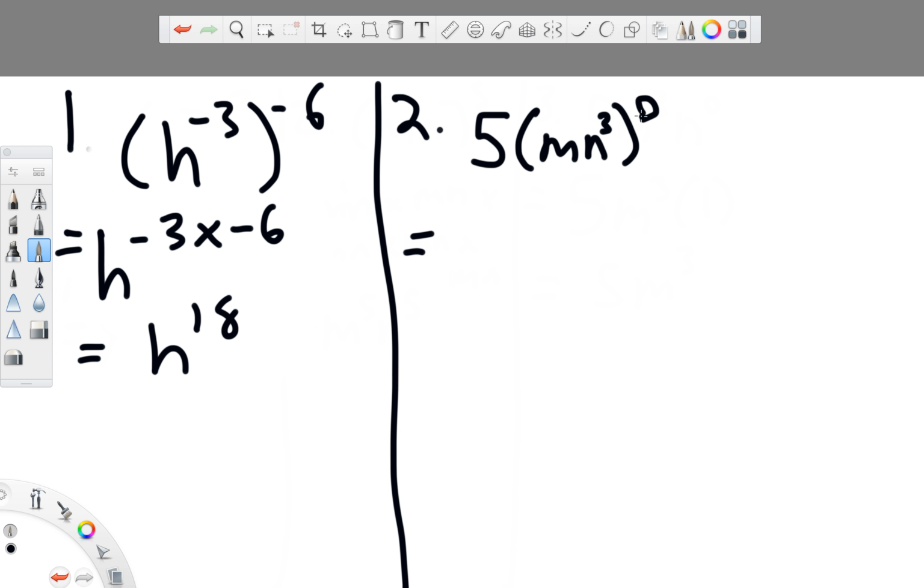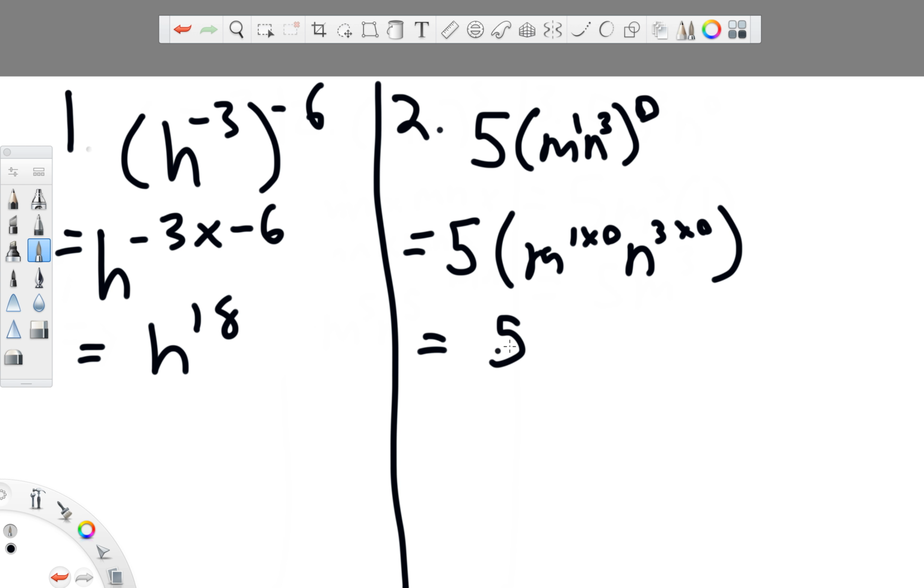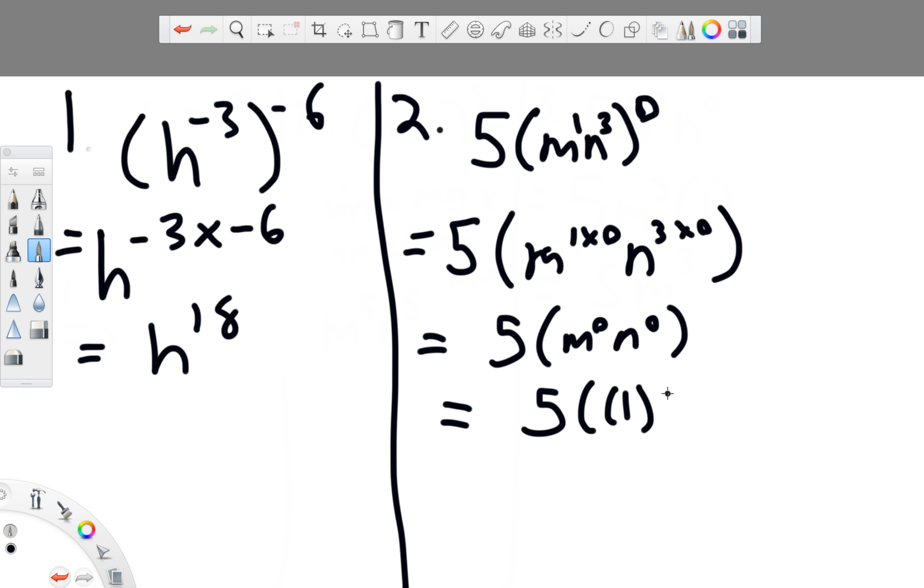Now this one, according to BEDMAS, we do brackets, but there's nothing to do in the brackets, so the next comes exponents. So we're going to raise these variables to the power 0, right? And technically, the m has the exponent 1, so we'll do 1 times 0 multiplied by n to the power 3 times 0. This is going to equal 5m to the power 0, n to the power 0, which equals 5 times 1 times 1, which equals simply 5.